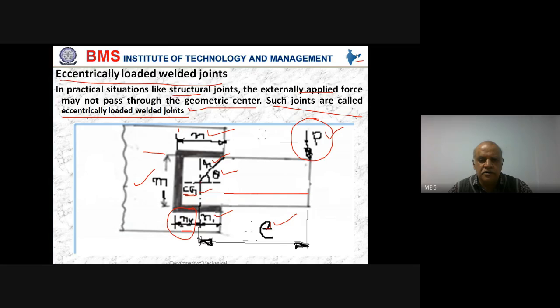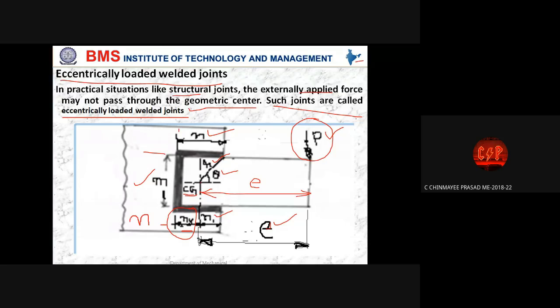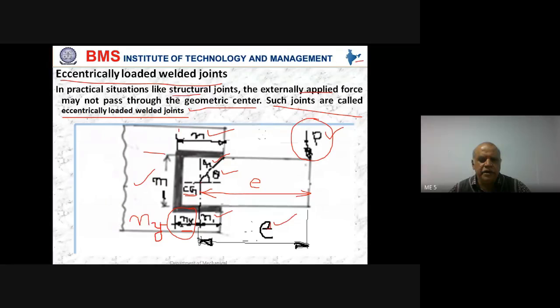This distance is eccentricity. This is Ny. So what is the part after Ny? N1. N1 is N suffix 1.